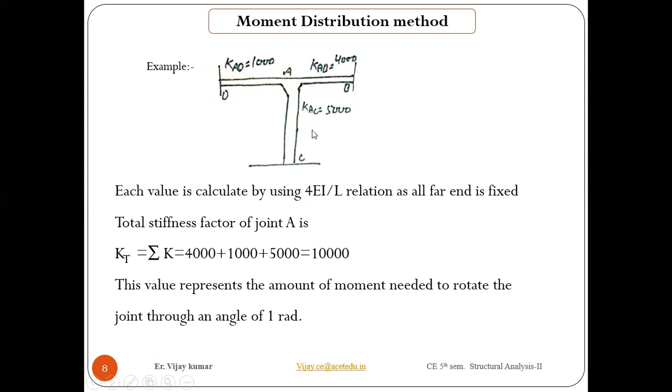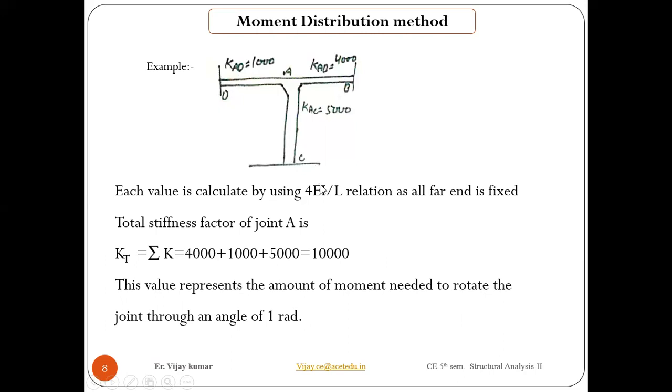So I want to calculate the total stiffness. What will be the value? You just need the summation of all the values. So 4,000 plus 1,000 plus 5,000, which is equal to 10,000. So the total stiffness factor at joint A is coming out to be 10,000, with the KAD member's value already given. What is the percentage of each? 1,000 and 1,000, you can say 10%, 40%, and 50%.